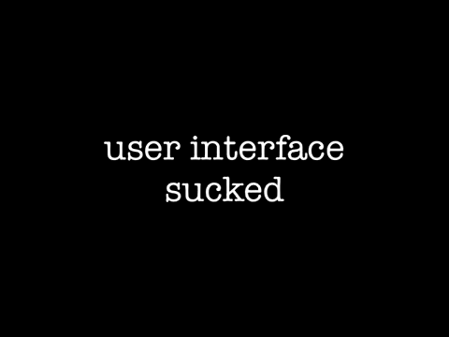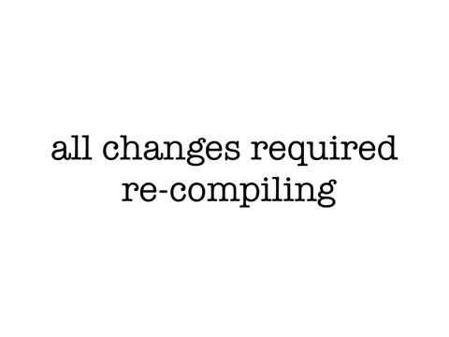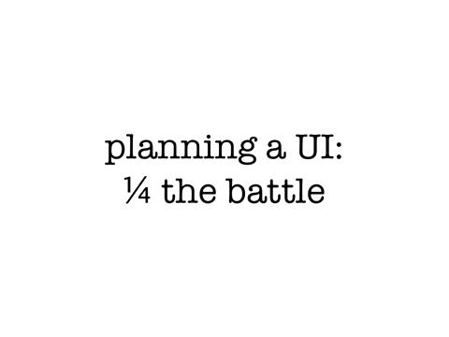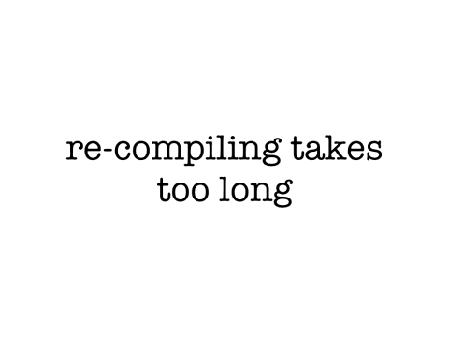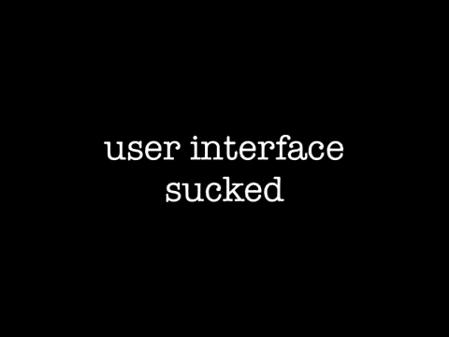The user interface sucked. Any change to the interface required us to recompile it. And this was C++ with templates, and so compilation is slow. Any change from small to large had to go through a recompile cycle. So we tried to plan as much as possible. But no matter how much we plan, that really is just a small part of the user interface battle. Most of the changes that you'll make to your user interface, most of the improvements you'll make, come from users actually playing with the user interface and telling you what they think. Recompilation took way too long, so we didn't do it, and as a result, the user interface sucked.